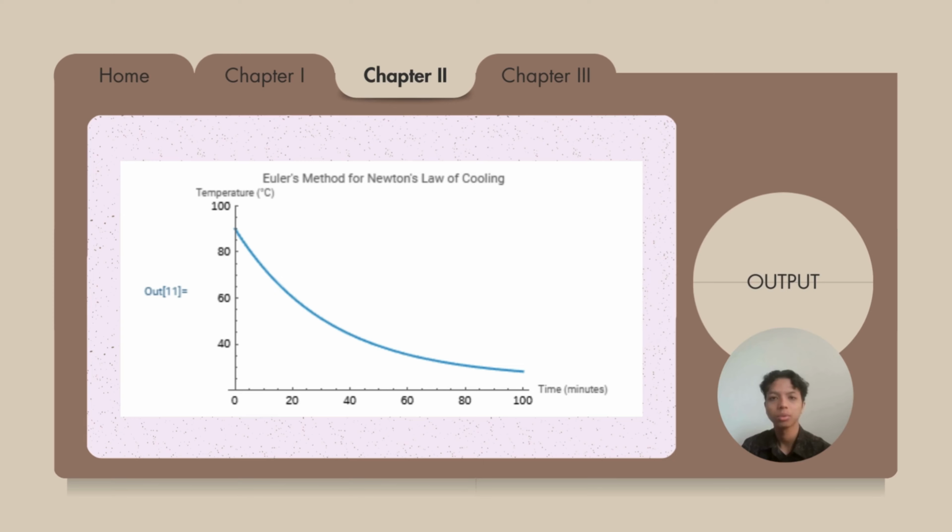So here is the output from the previous code. As we can see, the plot shows how the temperature of the object decreases over time. Initially, the temperature drops rapidly due to the large difference between the object and the environment. As the temperature approaches the ambient temperature, the rate of cooling slows down. This behavior is consistent with the exponential nature of Newton's law of cooling.